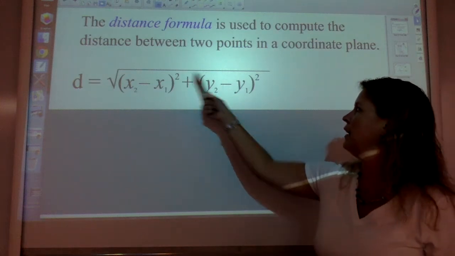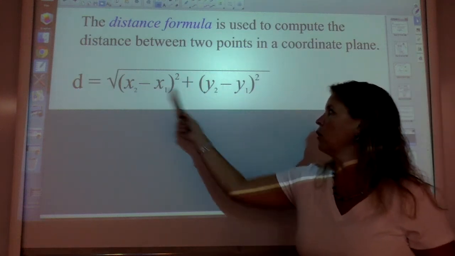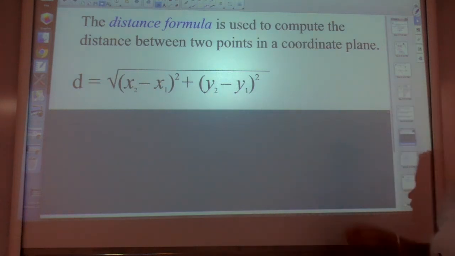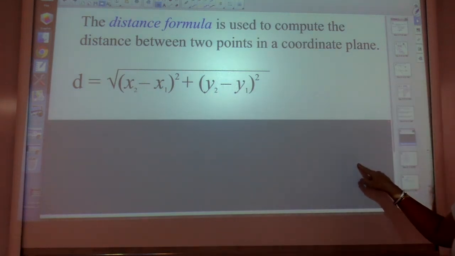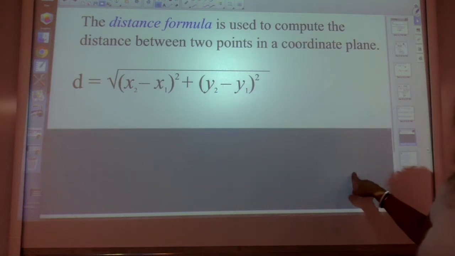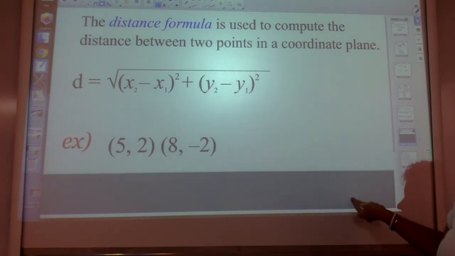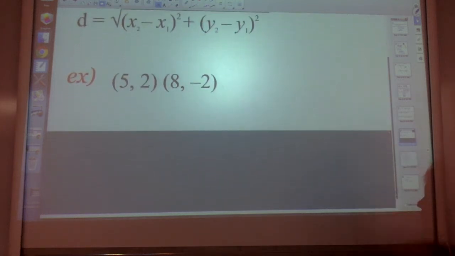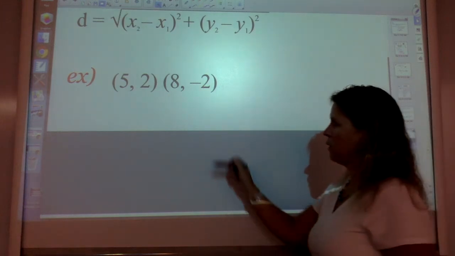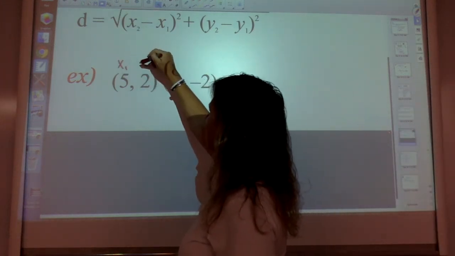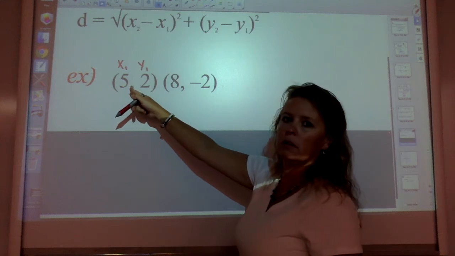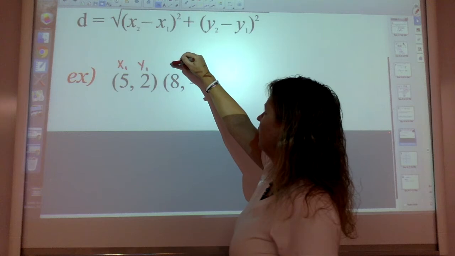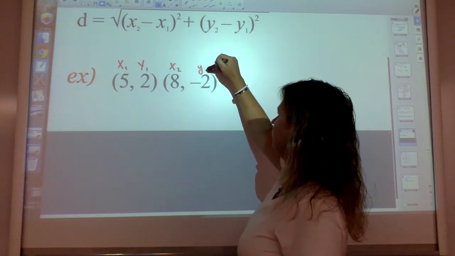Notice the difference between these twos are exponents. Those twos are subscripts. Just there's 2 x's, there's 2 y's, so you're subtracting them. Write that down. You don't necessarily have to memorize that. You might accidentally memorize it if we use it enough. Here's an example. You have 5 and 2 and 8 and -2. You first might want to label them as x1, y1. Careful, don't label that x2, y2. It's x1 and y1. And then here you have x2 and y2.